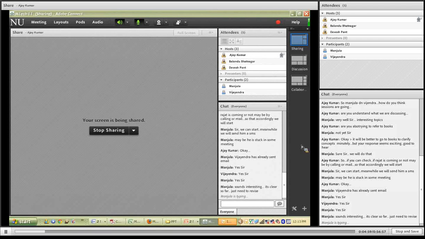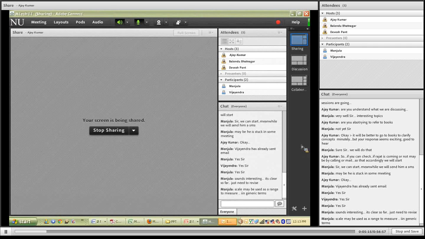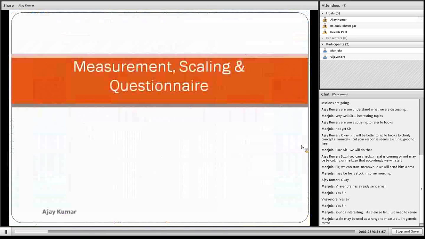Measurement and scaling, that is what we are trying to discuss. Maybe you would have done it in some of your statistics classes. Yes, that is fine, it may be used as a range to measure. You are right, Manjula, to some extent. But let us define your response so that we can actually understand what it would be in research terms.